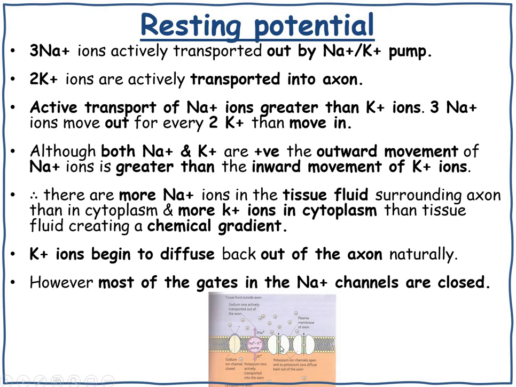At rest, the potassium ion channels are actually open. That means potassium just diffuses straight back out again after it's been pumped in, naturally because of its diffusion gradient. So you get a massive build-up of positive ions on the outside and hardly any positives on the inside. But most of the sodium ion channels are closed, so they can't get back in. So you end up with lots of positives on the outside and very few on the inside, which creates a potential difference and makes the inside of the axon negative relative to the outside.